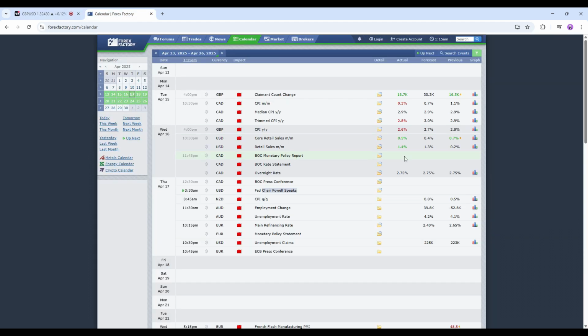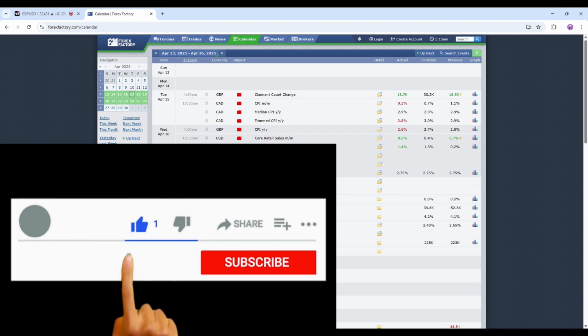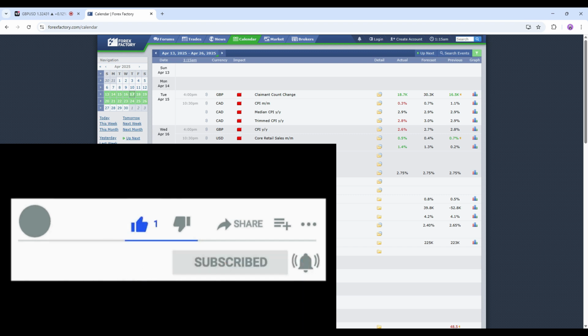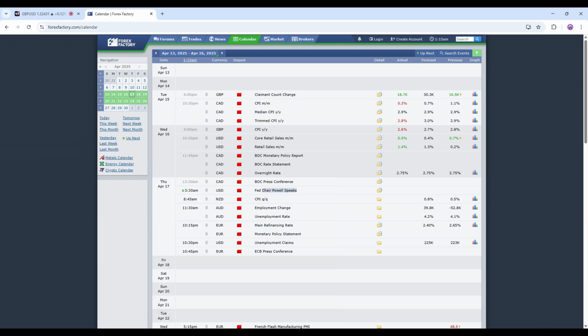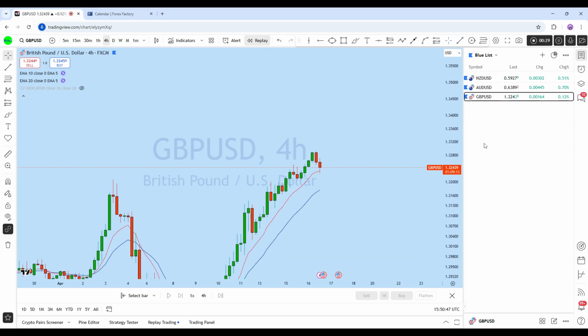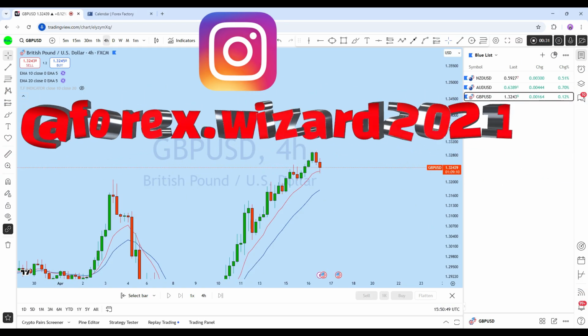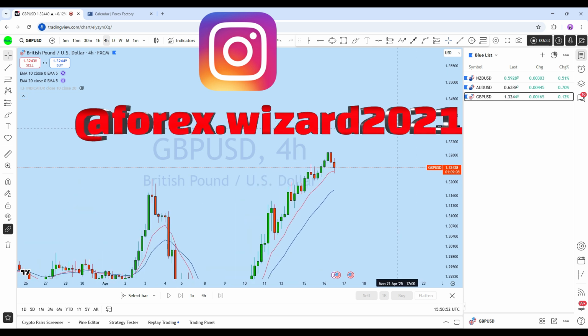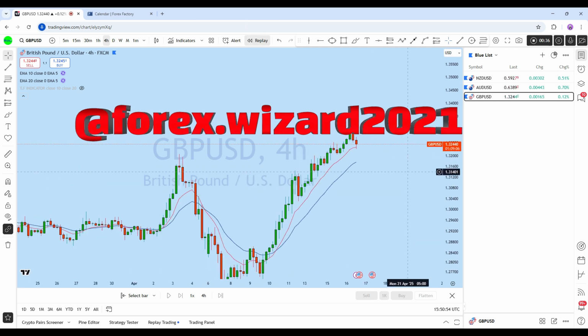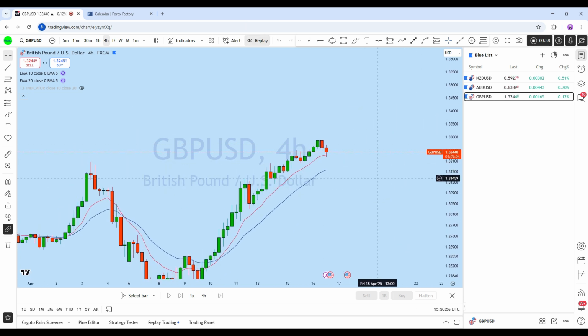So, we see that on Thursday, coming later, AUD employment change and also unemployment rate may increase the volatility on AUD, and also coming up NZD CPI, followed by later coming euro. So, we could see that those instruments, AUDUSD, NZDUSD, and British Pound US Dollar, may give us significant trading opportunity in this lower time frame.